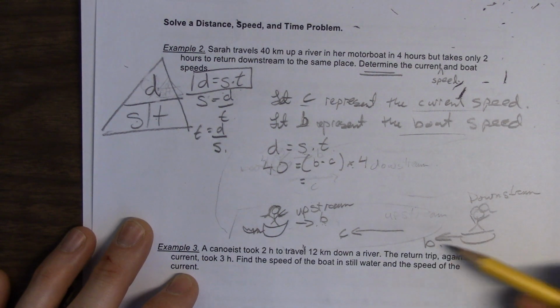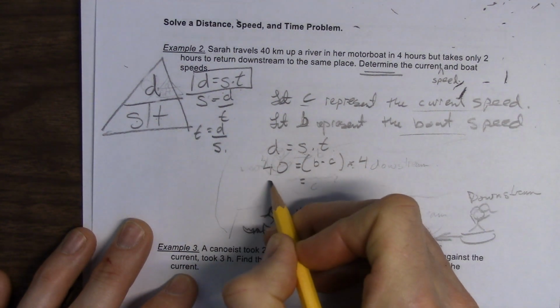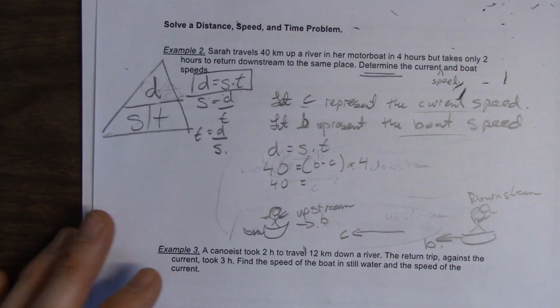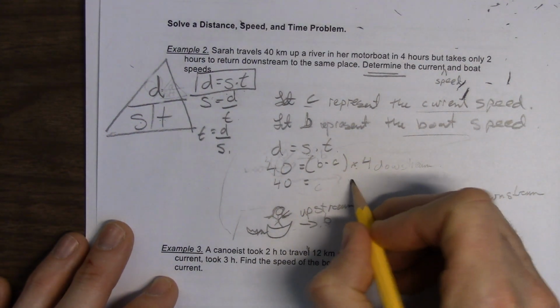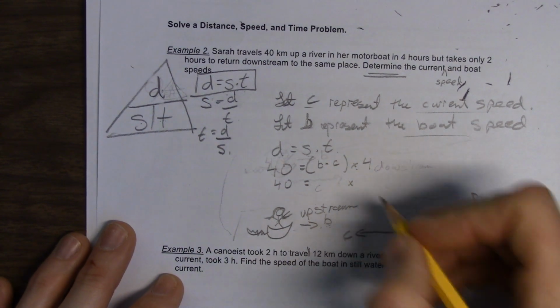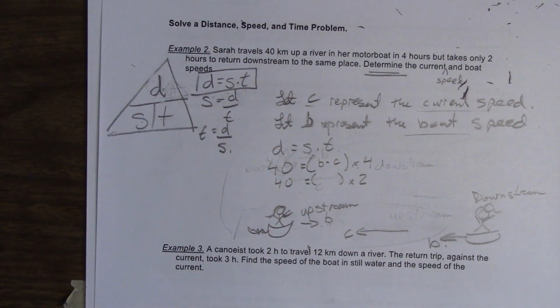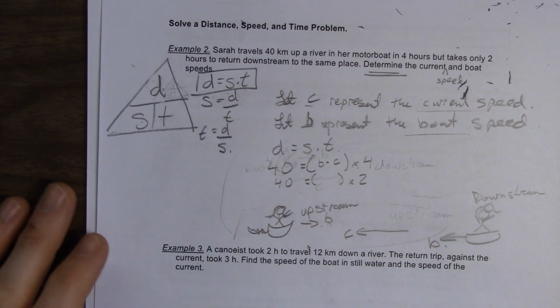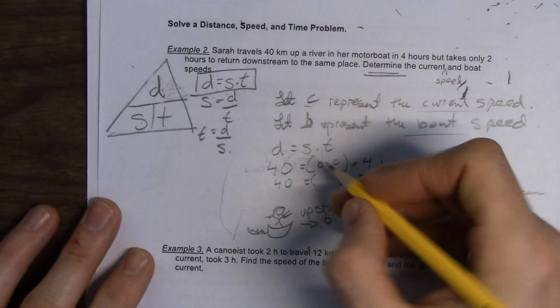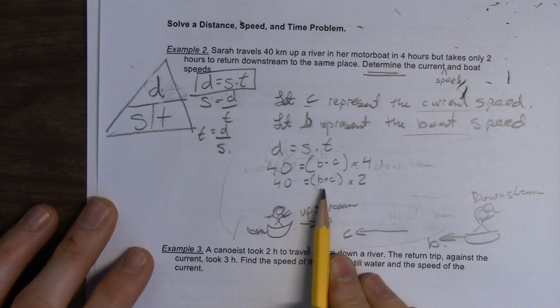This time she's going downstream. Okay, she's going this way. The distance she's going to travel is going to be the same, right? She's traveling the same 40 kilometers. But we know that it takes her how long? Douglas? 2 hours. So we know this is going to be a 2. Now we just have to calculate the speed again. What would the speed be when she's going downstream? Jafet? C plus B. Yeah, C plus B or B plus C, right? Very good. She's going downstream, so she gets help from the stream.